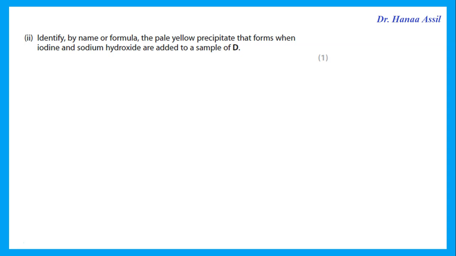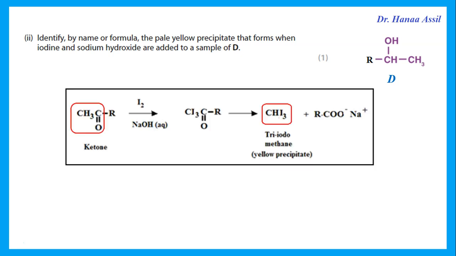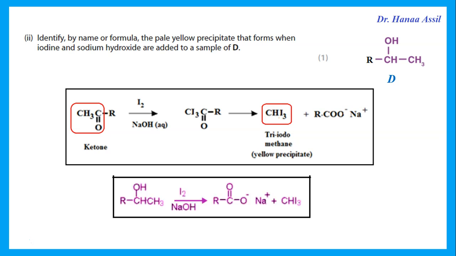Identify by name or formula the pale yellow precipitate that forms when iodine and sodium hydroxide are added to sample D. We said this is sample D. It is a secondary alcohol. It reacts with iodine in sodium hydroxide, and that is because the iodine with sodium hydroxide is a test for the group where we have a CH3 next to a C double bond O, or a CH3 next to an OH on the neighboring carbon.